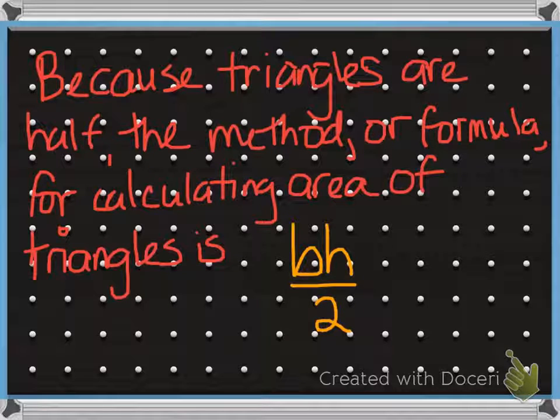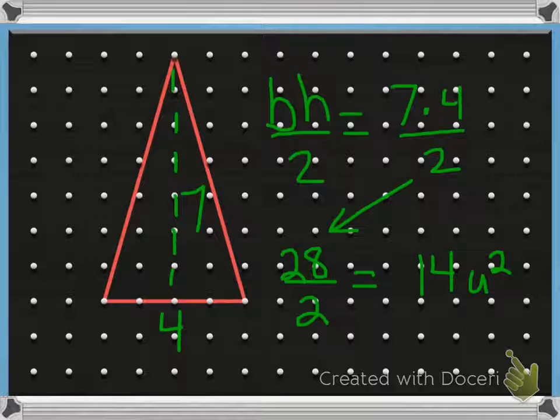Because triangles are half of a rectangle, a square, a quadrilateral, or parallelogram, you can derive a formula or method for calculating it. This would be the base times height divided by 2. In this triangle example, that's 4 units wide by 7 units tall. If you plug in the numbers, 7 times 4 is then 28, and 28 divided by 2 is 14 units squared.